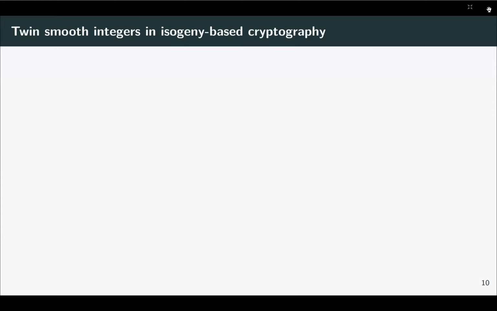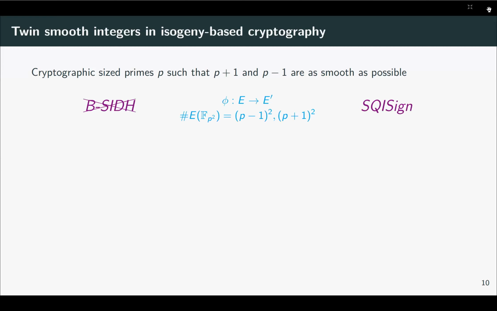So now I'm going to go into the isogeny-based protocols. And here, the actual thing that we want is to find primes P such that P plus 1 and P minus 1 are as smooth as we possibly can. A few cryptosystems require this sort of setup. One was originally proposed by P-side, but it's now broken given the SIDH attacks. Another one is the C-side.